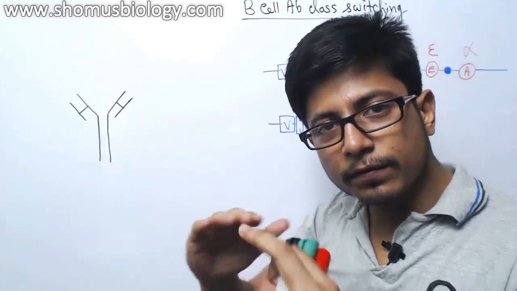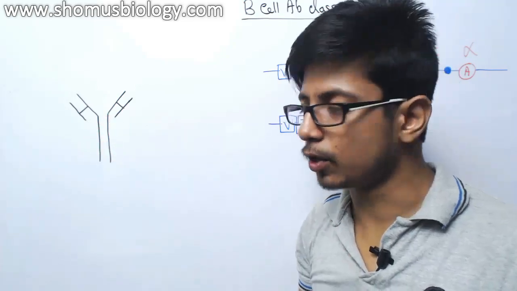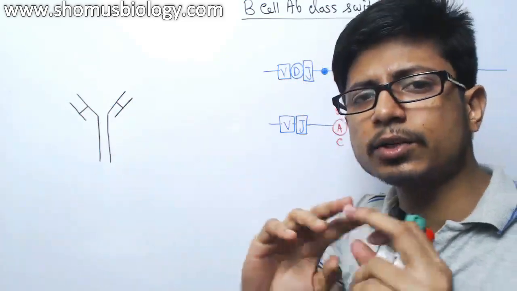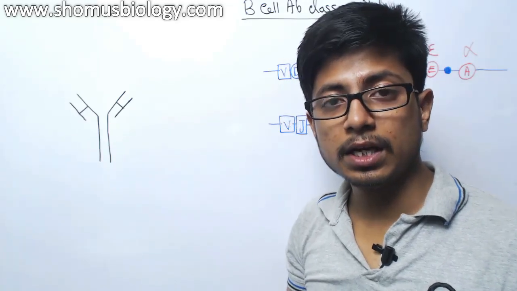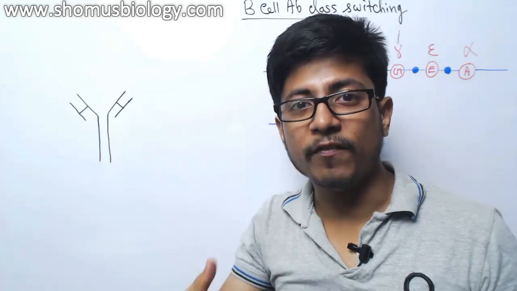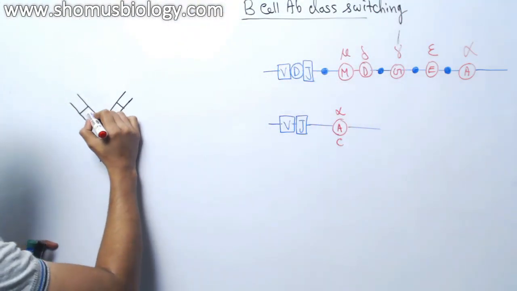Now, if we divide it in terms of whether they have variety or not, there are two different regions of this antibody. One is called the constant region, another one is called the variable region. So, let me write it there. This is the constant region, this whole area.